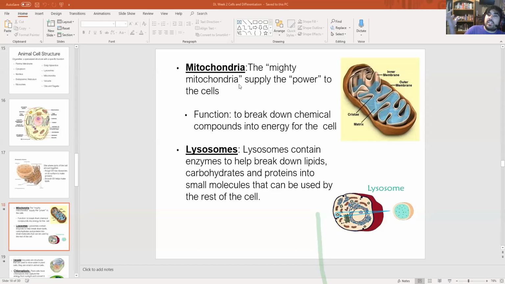So like if you eat something, like I ate some cereal, right? It was delicious. I ate some cereal and that gets put into my body. The lysosomes come and break down that food.